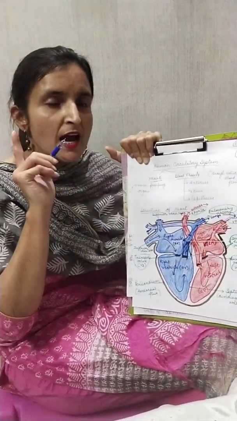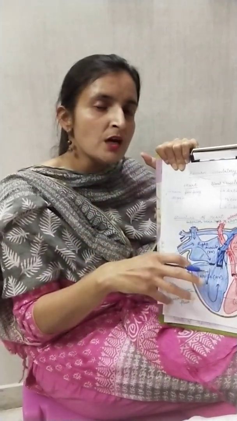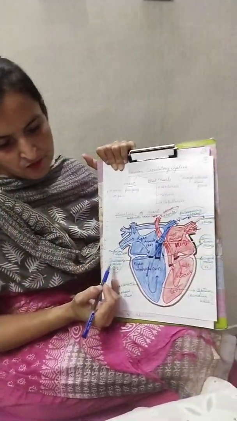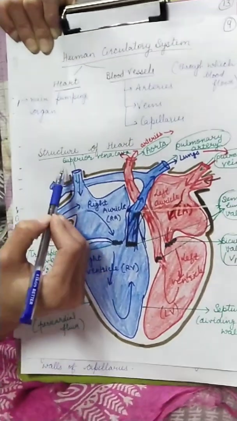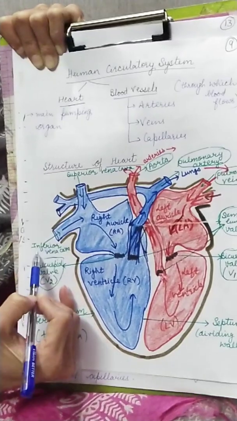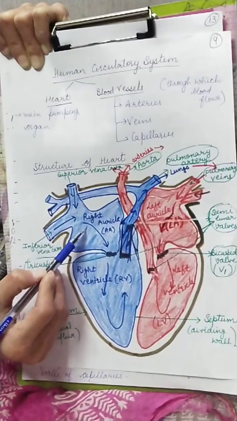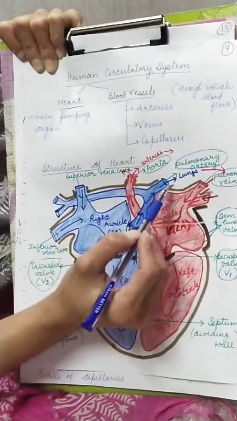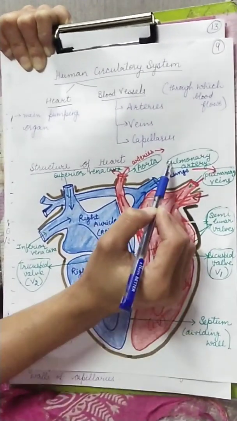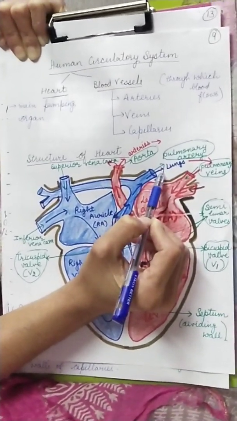The main arteries and veins which carry the blood into the heart and take the blood to the lungs and the body organs are, number 1, the inferior vena cava, and number 2, the superior vena cava. The inferior and superior vena cava bring deoxygenated blood from all parts of the body into the right auricle. Then we have the pulmonary artery. From the right ventricle, the pulmonary artery carries the deoxygenated blood to the lungs for oxygenation.